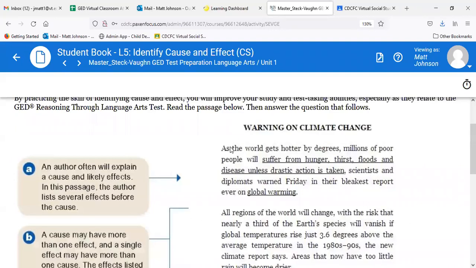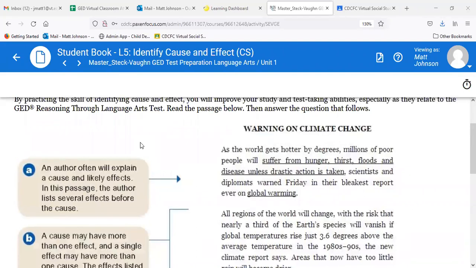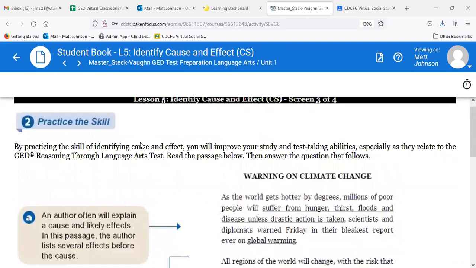And a little text passage here to start with. So as always, regardless of what exercises we're doing, always take note of the title. It's always going to be relevant. So, warning on climate change.